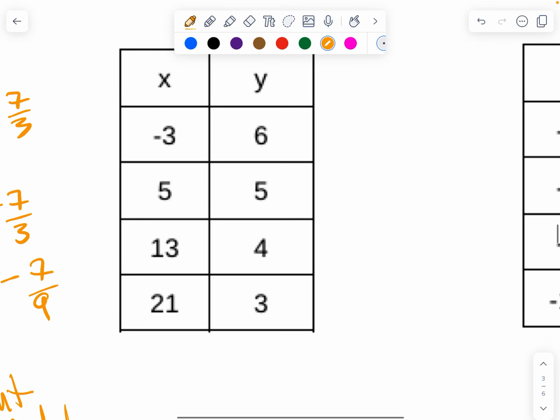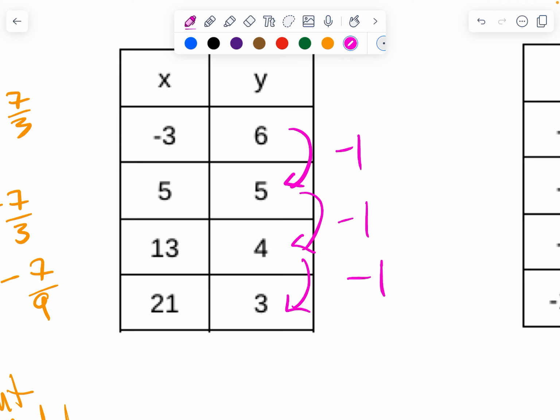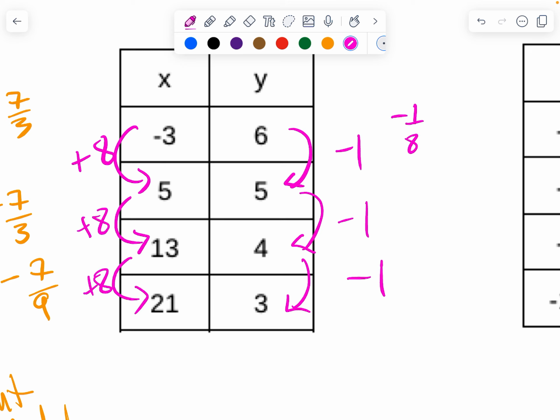Okay, this next one. This went down by 1, down by 1, down by 1. This one went up by 8, up by 8, up by 8. This is negative 1 over 8, negative 1 over 8, negative 1 over 8. So, yes, the slope is negative 1 over 8.